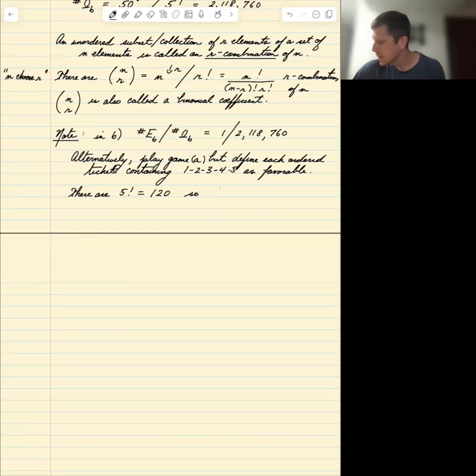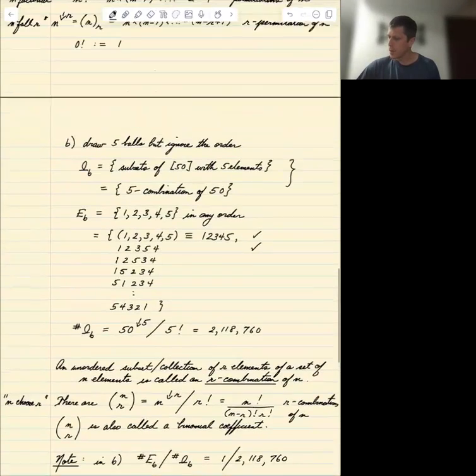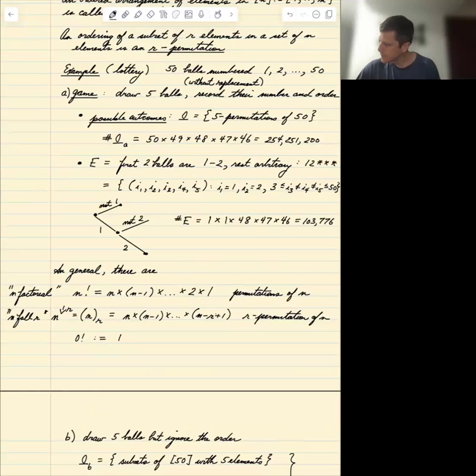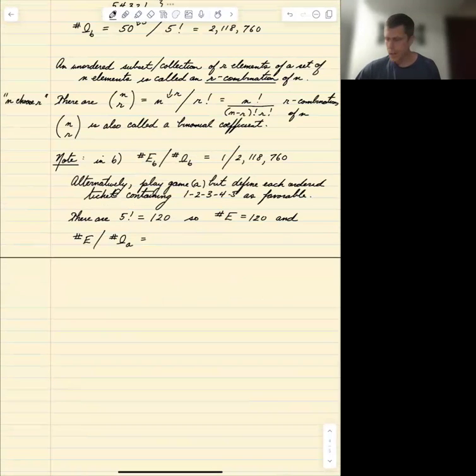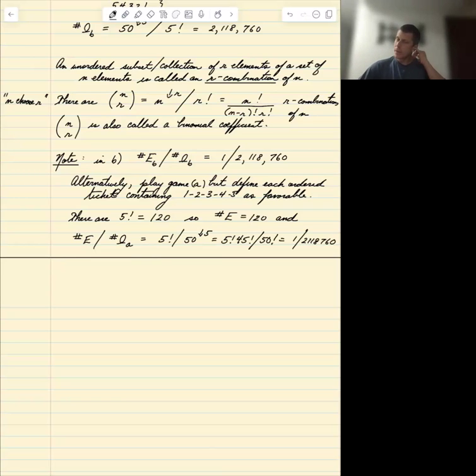So in this case, the number of favorable events would be 120. And we already counted the number of 5 permutations up here, which is 254,251,200. This is 5 factorial times 45 factorial over 50 factorial. It's the same number. So they're both equivalent in terms of the ratio of the favorable events to the total events.